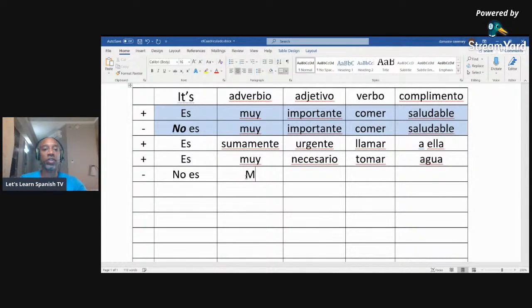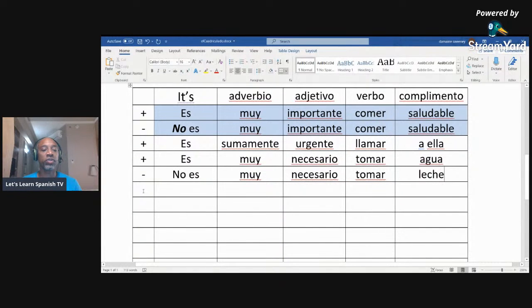muy. Okay, they're going to get me with these automatic caps. But anyway. Okay, no es muy necesario tomar agua. And you tell me what it means. No es muy necesario tomar agua. Or you can say leche, if you want to say leche. O no es muy necesario tomar leche.